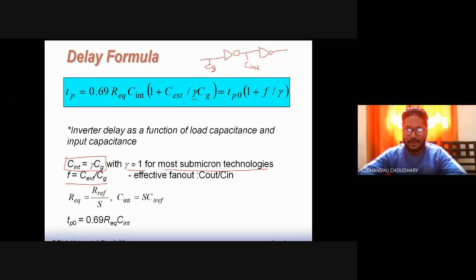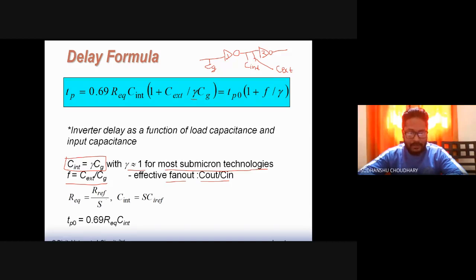So that is again appearing over here. So this is also some sort of partial fan out, it seems. C extrinsic is appearing here. C extrinsic has a contribution from wire capacitance and the input gate capacitance of inverter number 2. So this also seems to be some sort of partial fan out of this gate. That is C extrinsic by Cg is F, or what we call fan out, that is C out by C in.